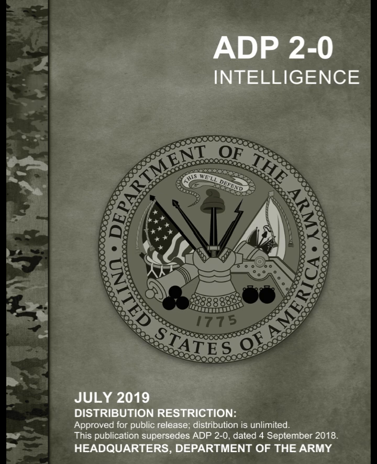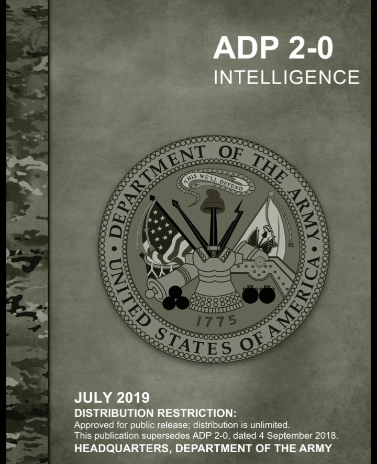Absolutely. And to effectively support this dynamic process, we need to understand the different intelligence disciplines. ADP 2.0 goes into detail about HUMINT, SIGINT, GEOINT, OSINT, and MESINT. Ah, yes, the alphabet soup of intelligence disciplines. Could you break down what makes each of these disciplines unique and how they contribute to the overall intelligence picture? Of course.